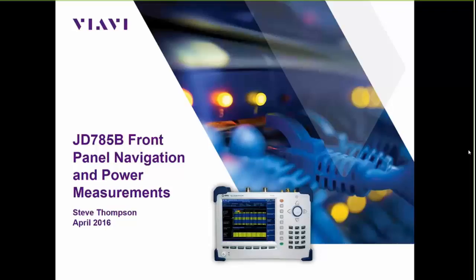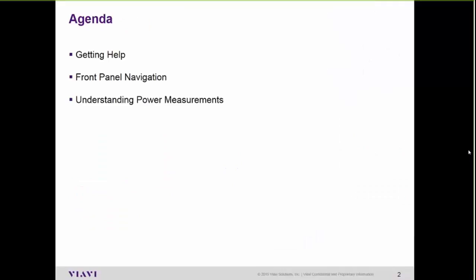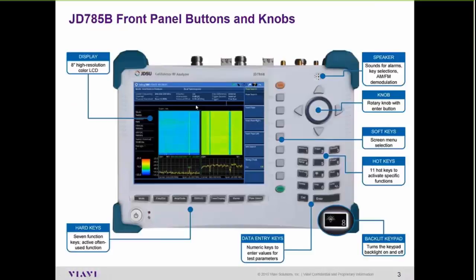And so today we're going to go through some additional front panel navigation, sort of a review of the first session on navigating and selecting measurements, and talk about the specifics on the keys and buttons on the front panel. And then we're also going to talk about power measurements. So that is the agenda: front panel navigation and understanding power measurements and how to make them.